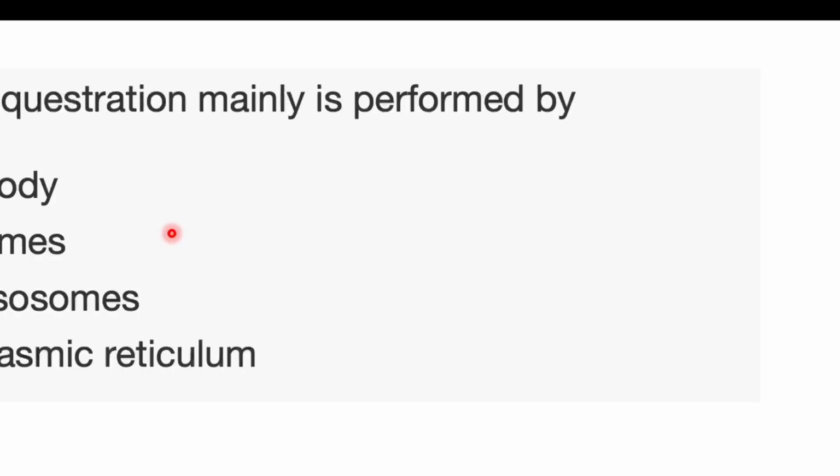Okay, let me reveal what is the correct answer to this question. Option D, endoplasmic reticulum. And Kashiram, congratulations, you have answered very correctly. Calcium sequestration is mainly performed by the endoplasmic reticulum in the cell.